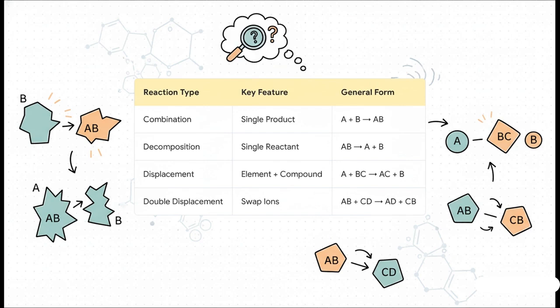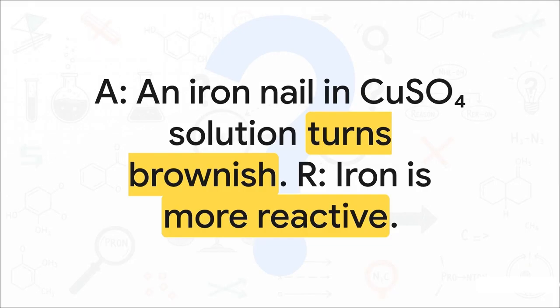If you start with just one reactant, it's decomposition. If you have an element and a compound swapping places, it's displacement. And if you have two compounds that just swap partners, that's double displacement. Simple as that. Let's run the drill again.